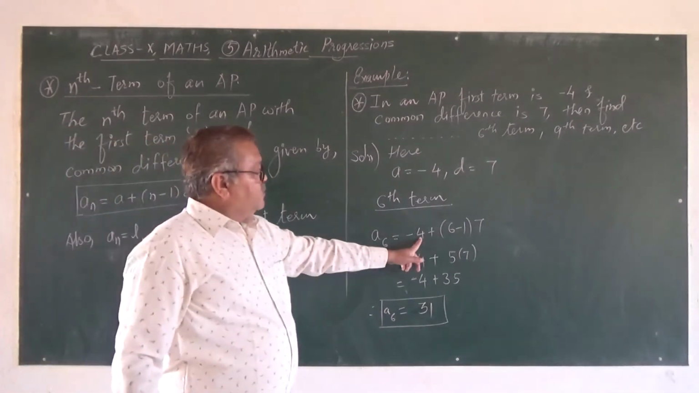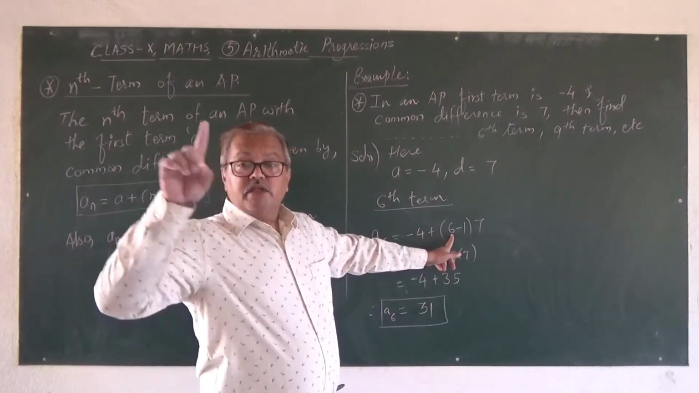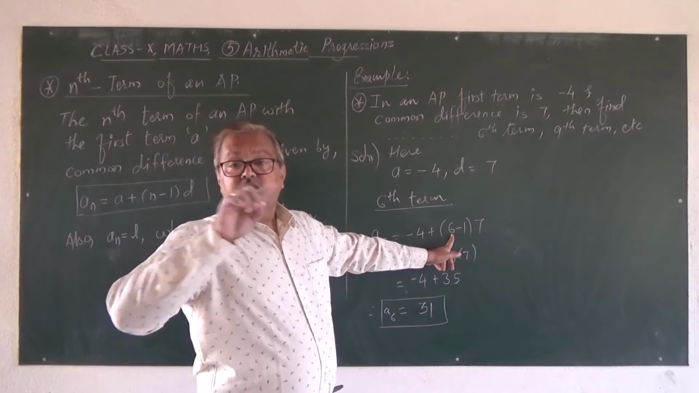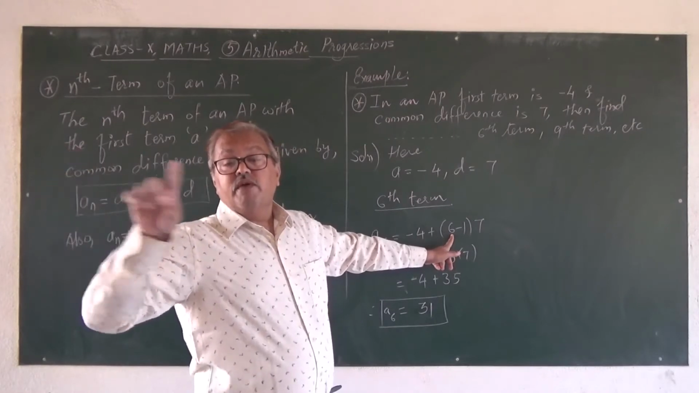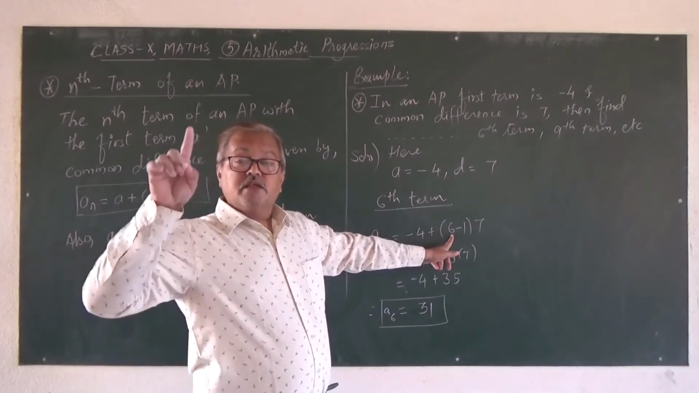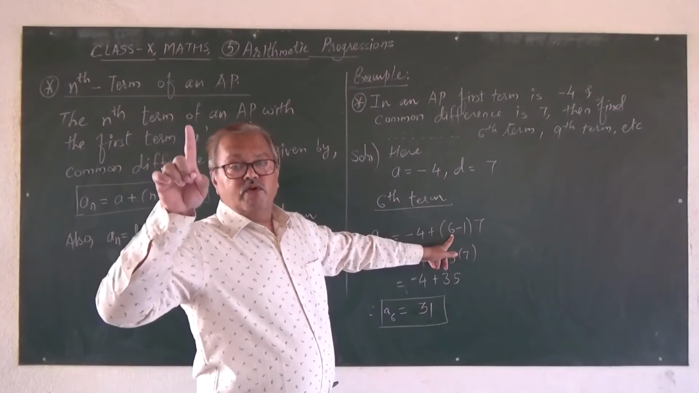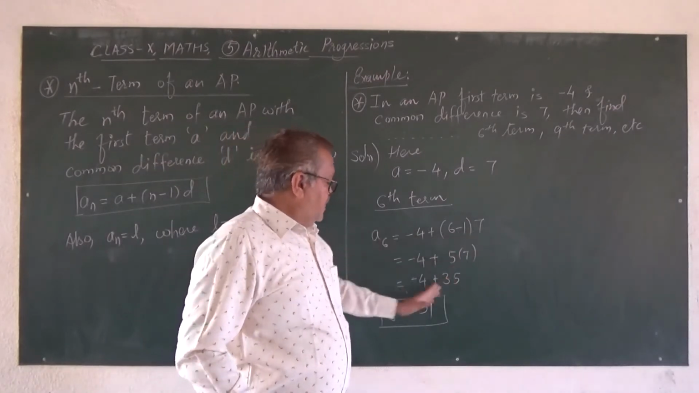So a is minus 4. The 6th term is our last term. What is the meaning of the 6th term? There are 6 terms we have considered in an AP, so for us the 6th will be the last term. So n is 6. Why is n 6? Because we want to calculate the 6th term. So a plus 6 minus 1 and so on.